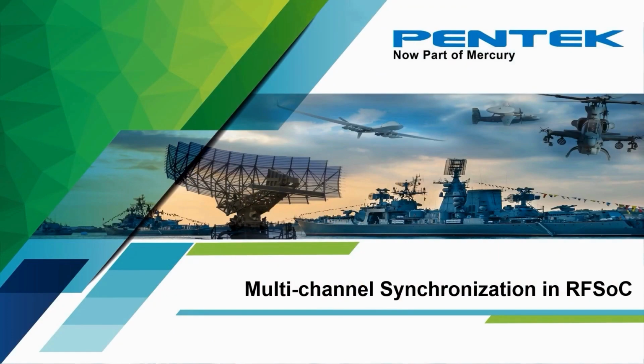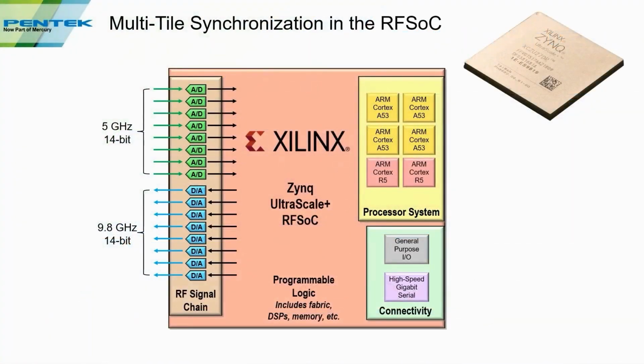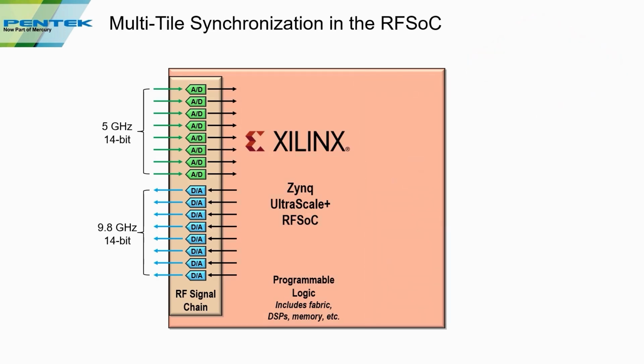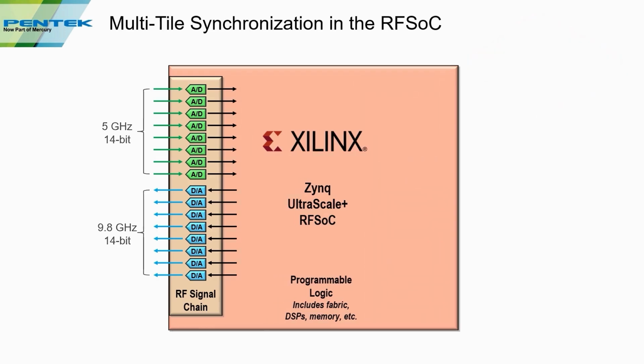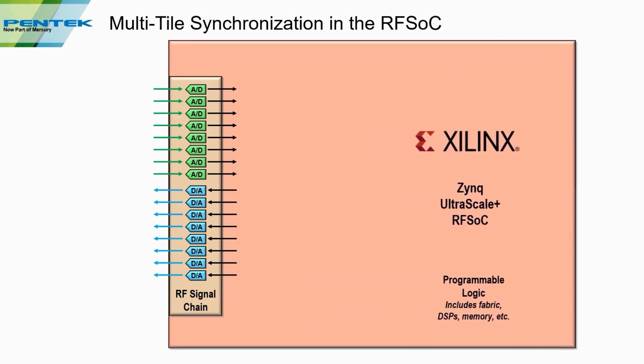Within the RFSoC architecture is something called multi-tile synchronization, and that's what I want to show in a little more detail. I've used this image in the previous seminars, and on it you can clearly see the processor subsystem, the ARM processors, general purpose and high-speed connectivity, the resources that you'd expect to find in an FPGA, the fabric, the DSP slices, the memory, and of course this highlights the RF signal chain, which are the A to Ds and the D to As. So now what I'd like to do is make some room and move out all the components I don't need and really just focus on the RF signal chain.